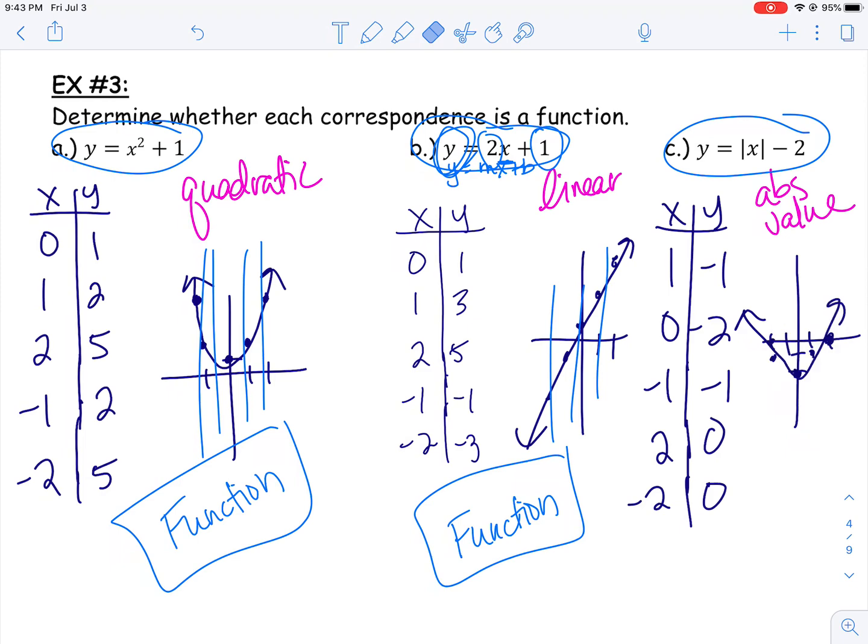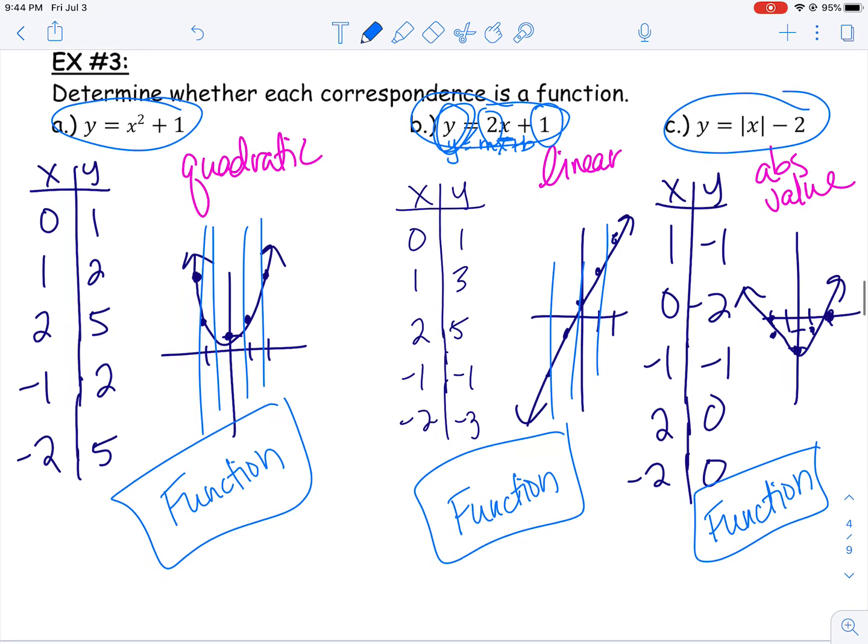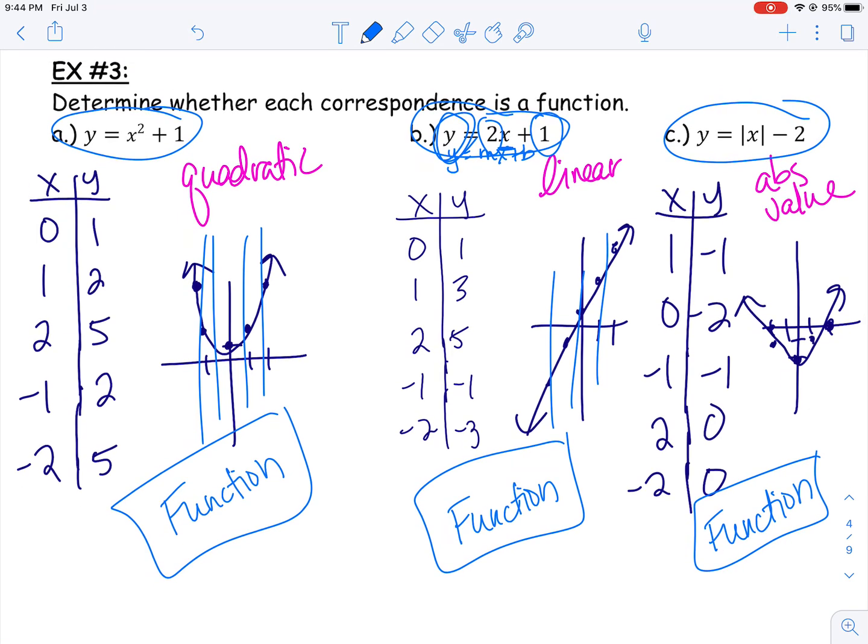When you graph it, an absolute value graph kind of looks like a V. Remember, where an x squared, a quadratic, looks like a U, a parabola, an absolute value graph looks like a V. But no matter where you draw that vertical line, it's always going to only touch once. So this is another example of a function. You plug in one x, you'll always just get one y out. So these are 3 different examples of functions. Quadratics are always functions, linears are always functions, absolute values are functions.